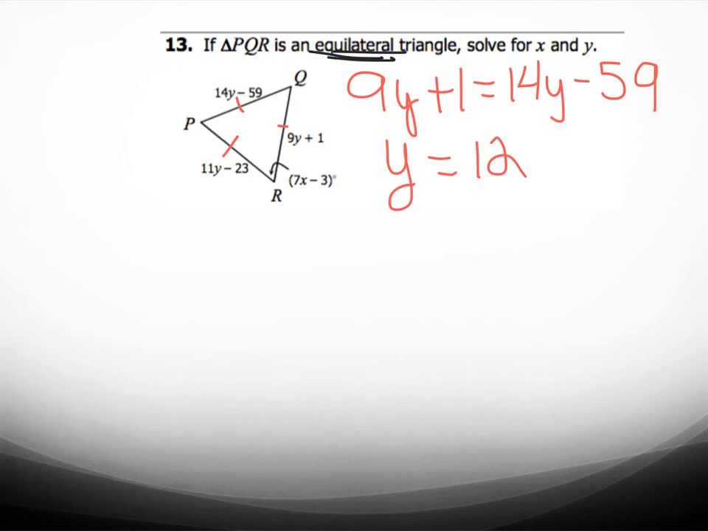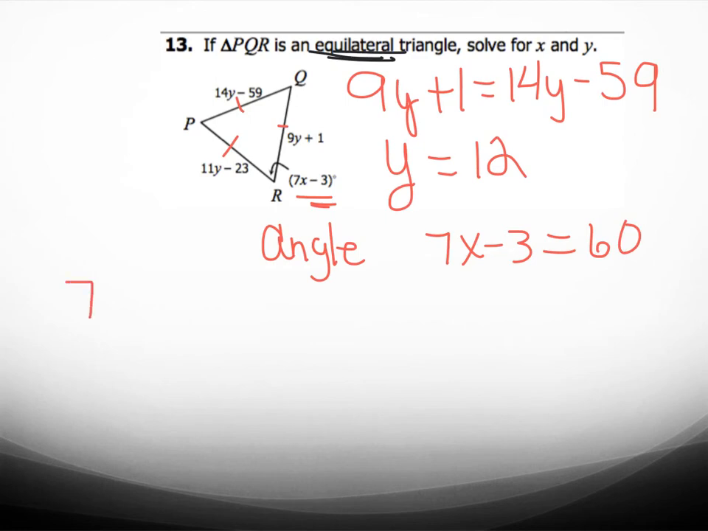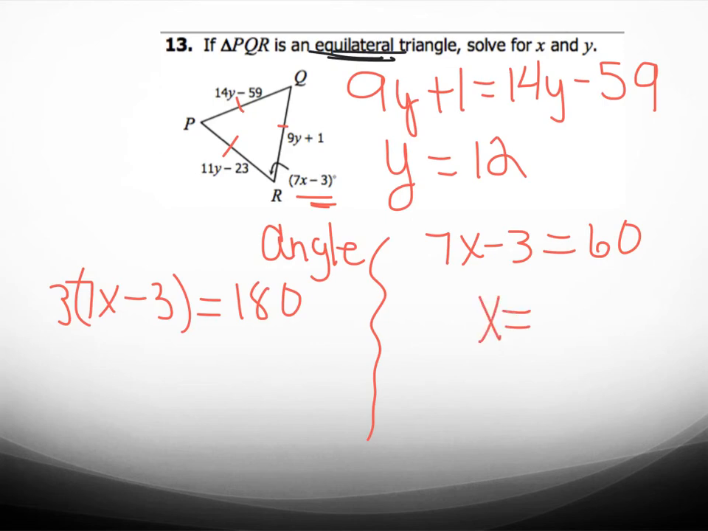Now what? Got to solve for x. Well, what is x represented by? X is representing a part of the expression that represents an angle. Because we know all the angles are 60 degrees, we could set this up as 7x minus 3 is equal to 60. Or we could set it up as 7x minus 3, and since it's 3 of these angles, it equals 180 degrees. So we have options on how to set these problems up. However, when we do set these problems up, we will find out that x is equal to 9.